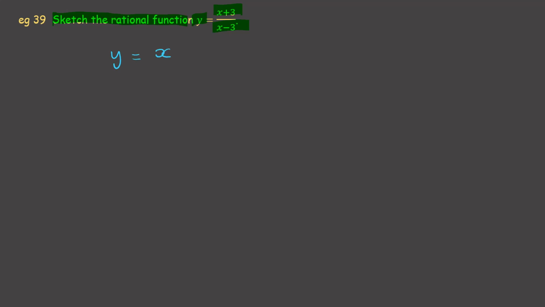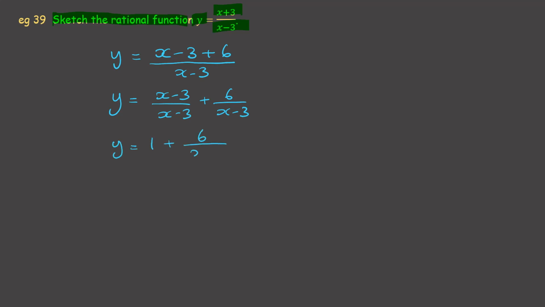We could write the top as x minus 3 plus 6 over x minus 3, and then we can split the fraction. So we have x minus 3 over x minus 3 plus 6 over x minus 3, which is 1 plus 6 over x minus 3. Now, the part that isn't a fraction tells us that y equals 1 is a horizontal asymptote.